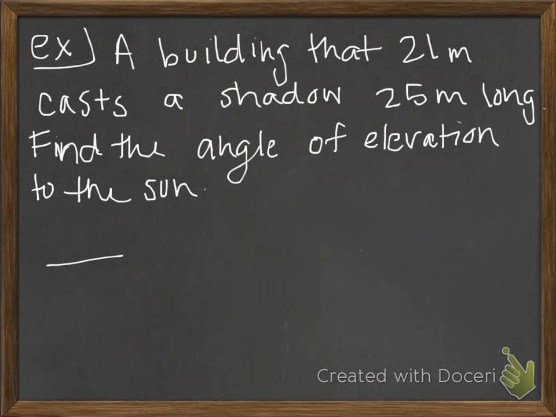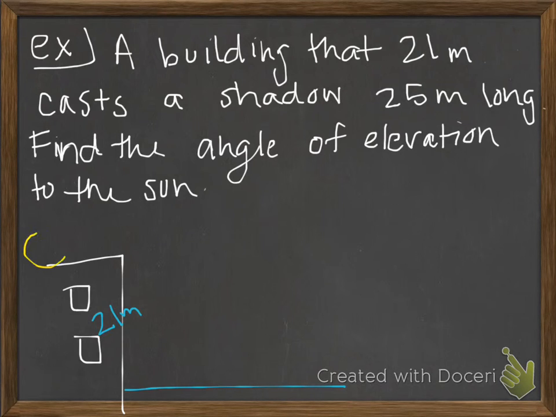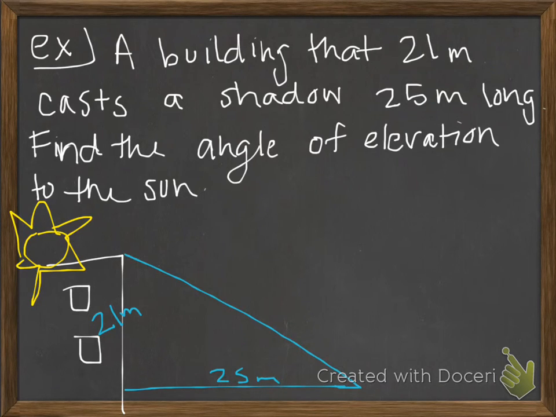Okay, so if this is our building right here, our building is 21 meters tall. So we're going to get some labels on here. So my building is 21. And if the shadow is over here, that means that the sun has to be located on this side of the building. So here's my sun. And it said that the shadow is 25 meters long. So this is 25 meters. And to kind of close this in, and then it says find the angle of elevation to the sun.